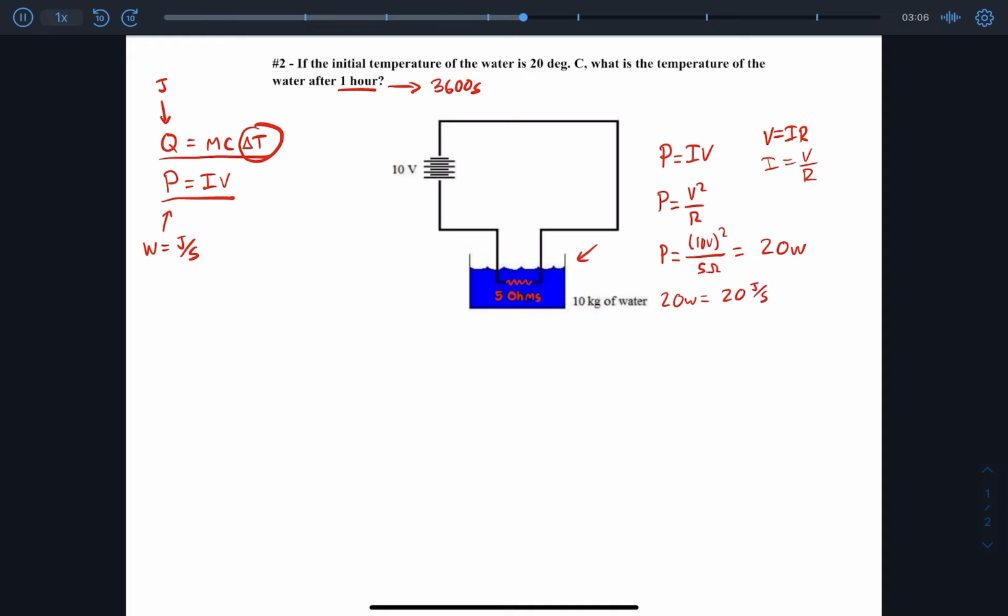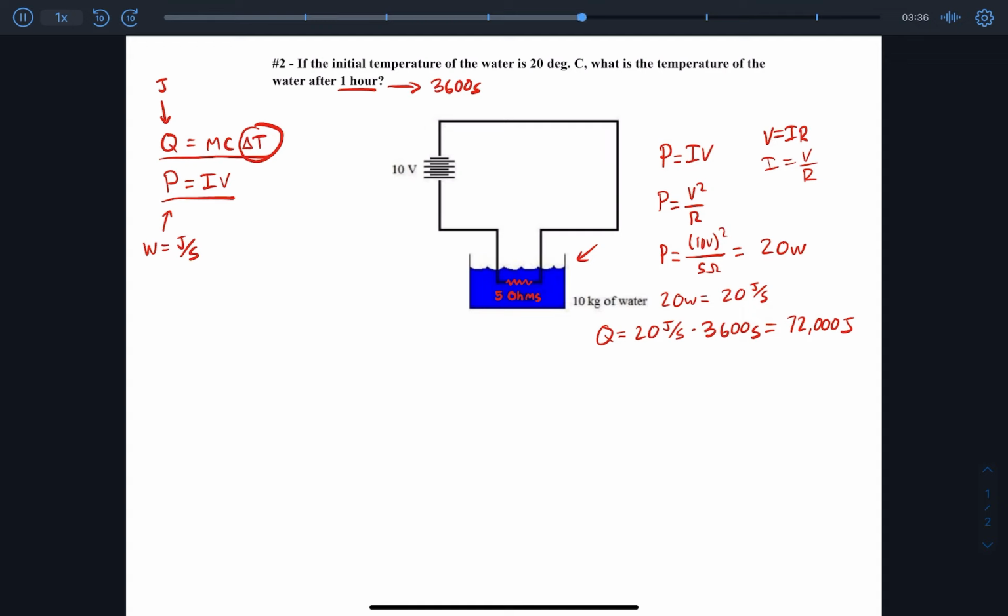And our Q, our heat added, is in units of joules. And so in order to get that watts into our joules, we're just going to have to multiply by the number of seconds. And so to do so, we can say that our Q is equal to 20 joules per second times 3,600 seconds, because that's how many seconds is in an hour. And that leaves us with 72,000 joules.